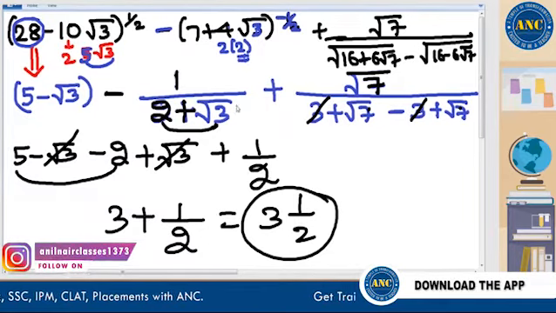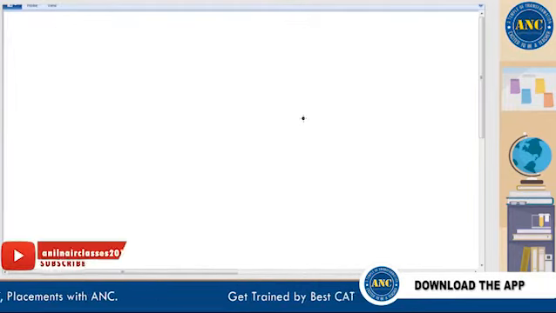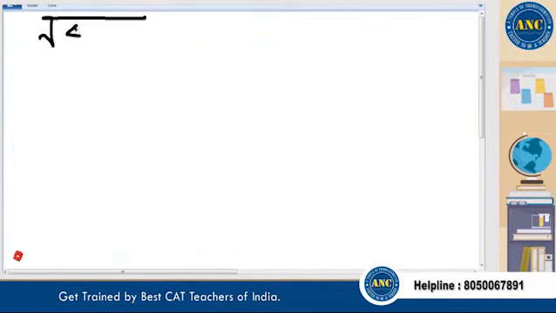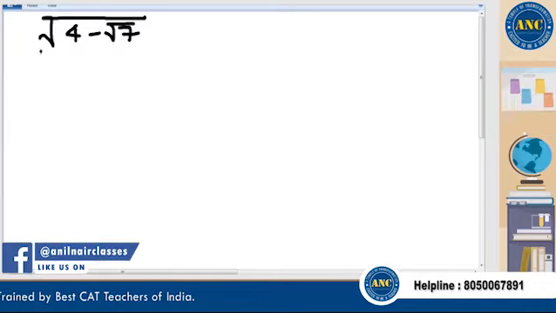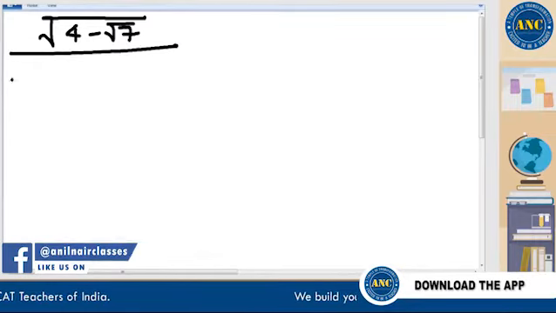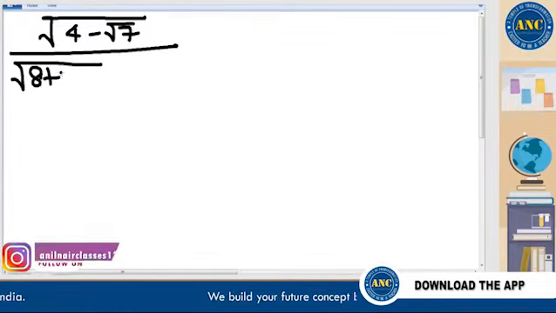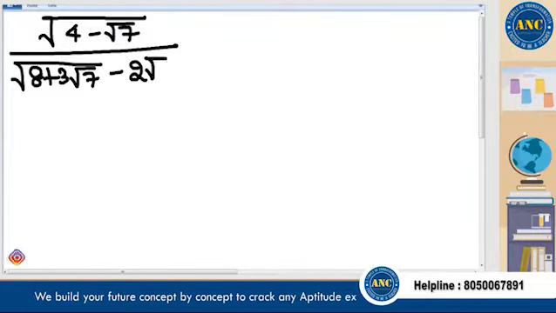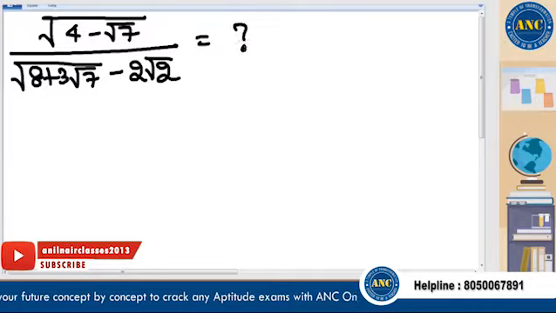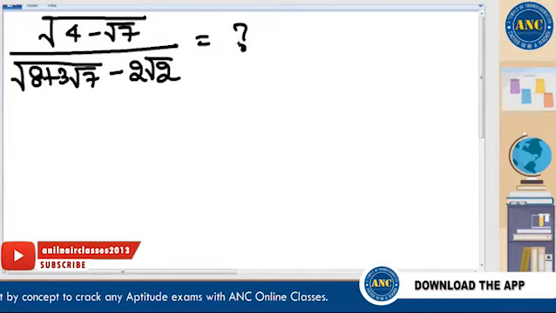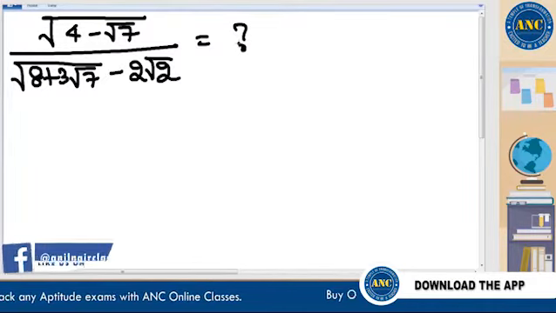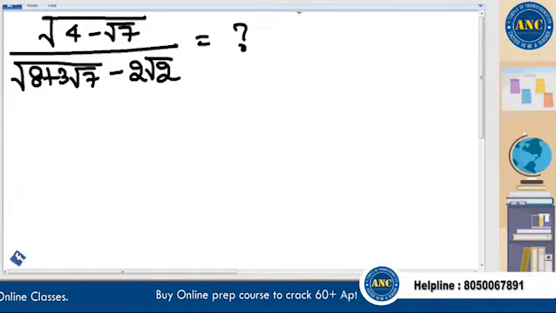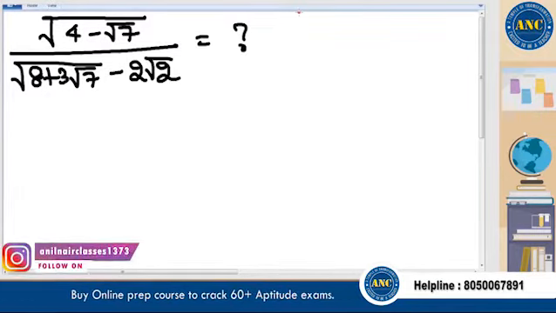Another question, which can be solved very easily. Square root of 4 minus root 7 divided by square root of 8 plus 3 root 7 minus 2 root 2. This value I require, which is not a difficulty, which we will prove in the next 2 minutes of time, which does not deserve 2 minutes, sir. I am taking 2 minutes because I am writing a few steps for your understanding.